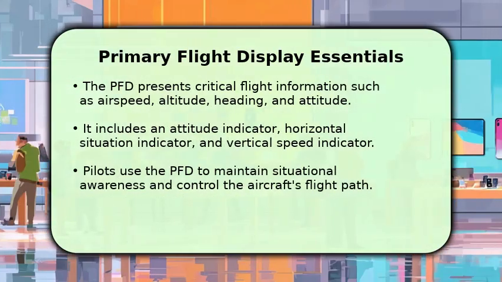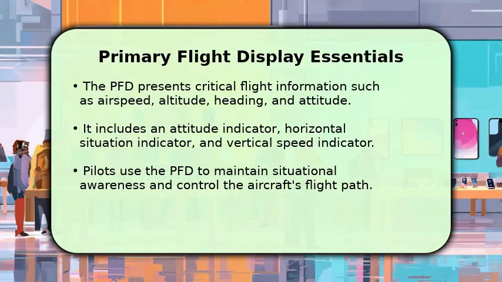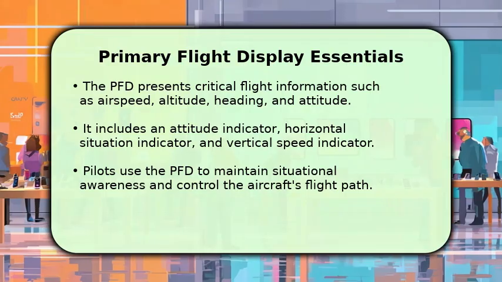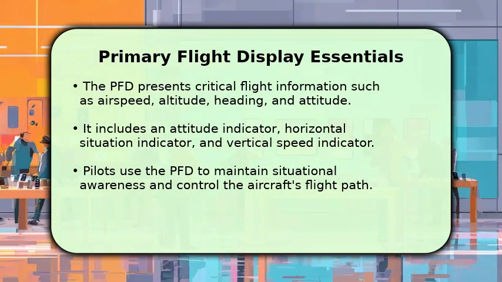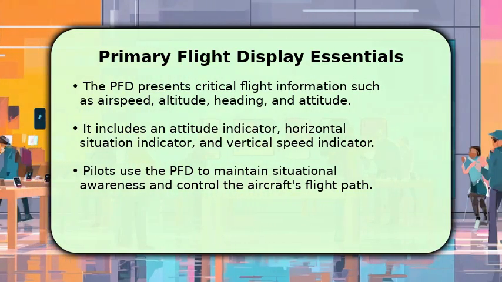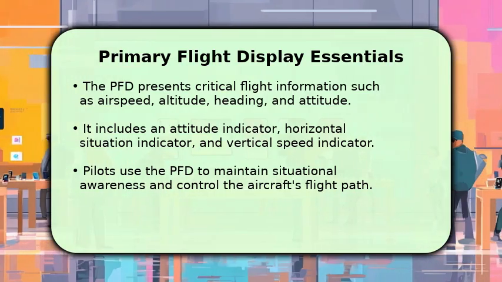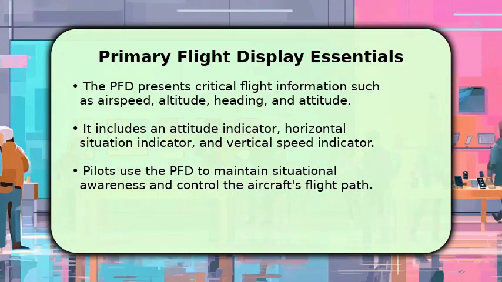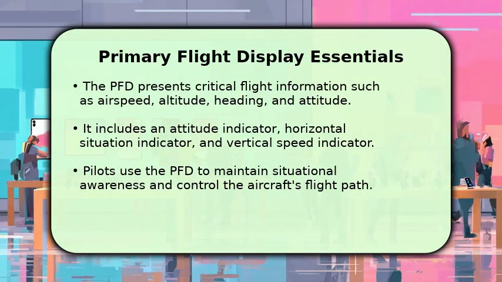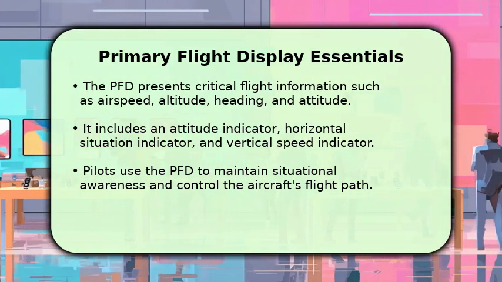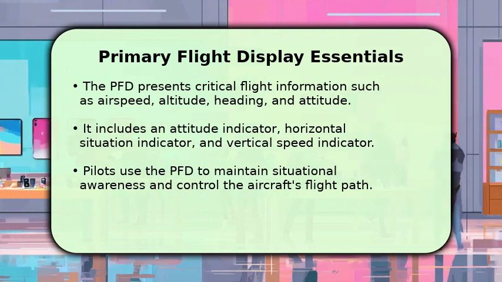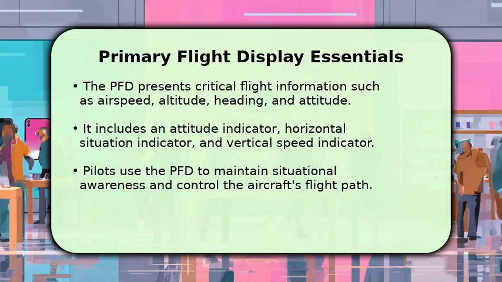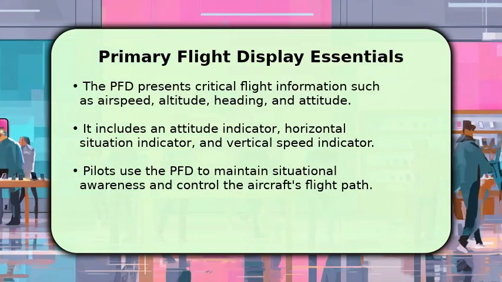The primary flight display, or PFD, is your central hub for critical flight data. It clearly shows your airspeed, altitude, and heading, along with a detailed attitude indicator. You'll also find the vertical speed indicator and a horizontal situation indicator, providing a comprehensive view of your aircraft's state. Understanding these elements is crucial for maintaining precise control and situational awareness throughout your flight. Pay close attention to the color-coded information for quick interpretation.